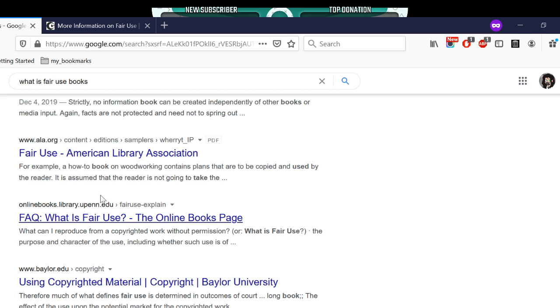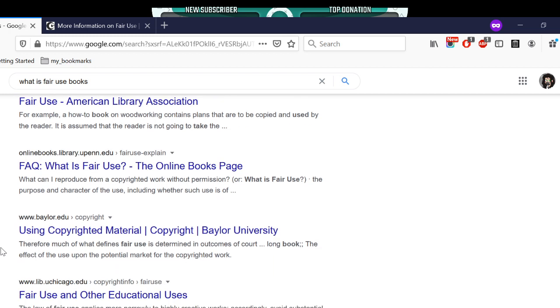onlinebooks.library.upenn.edu. Again, another university source, so I'm reasonably assured that they're law professors or people who wrote this for us to use. So I think this could be pretty trustworthy. The online books page. Okay, well, I'm not going to be reading online books. Maybe. We'll see. What can I reproduce from a copyrighted work without permission? That's pretty good. Let's keep looking.